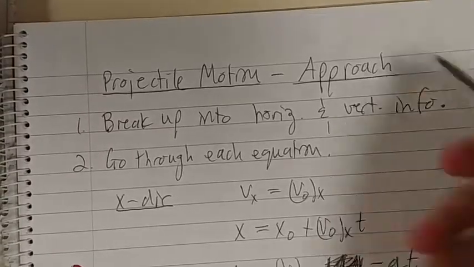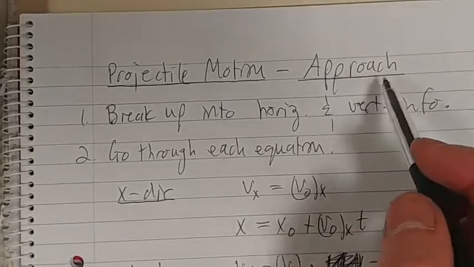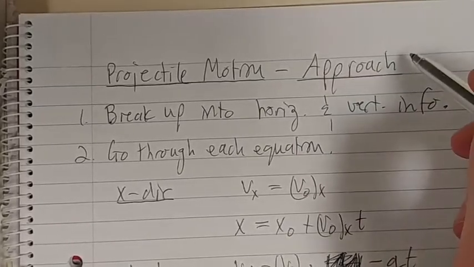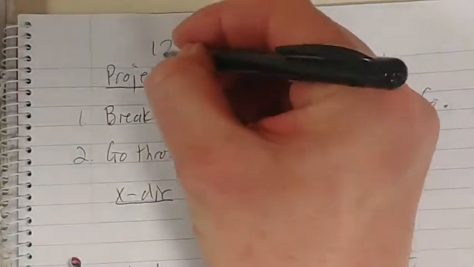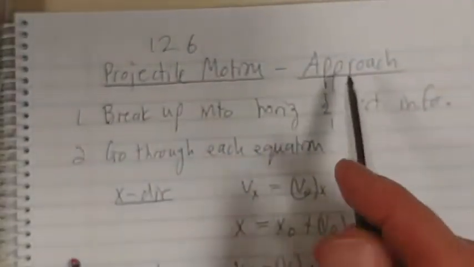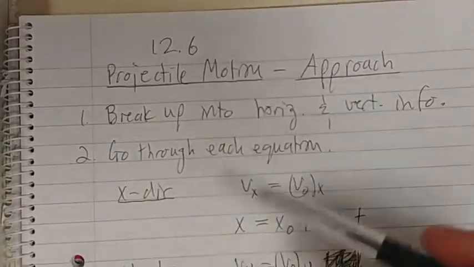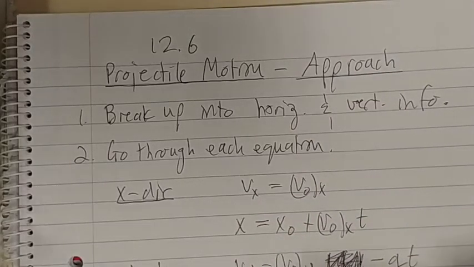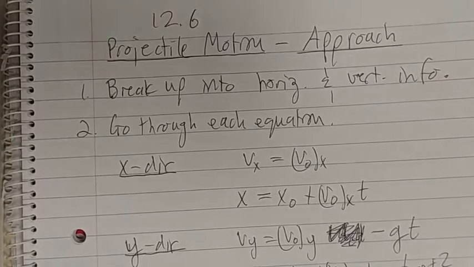Projectile motion approach. Okay, what do I mean by this? I just want to quickly discuss an approach to understanding each problem and how to go about solving it, of course, for projectile motion 12.6. I'd like to give you a quick overview of how I approach solving these problems, and then go through a few examples, not in detail, but showing you a general approach. Perhaps it can help you.